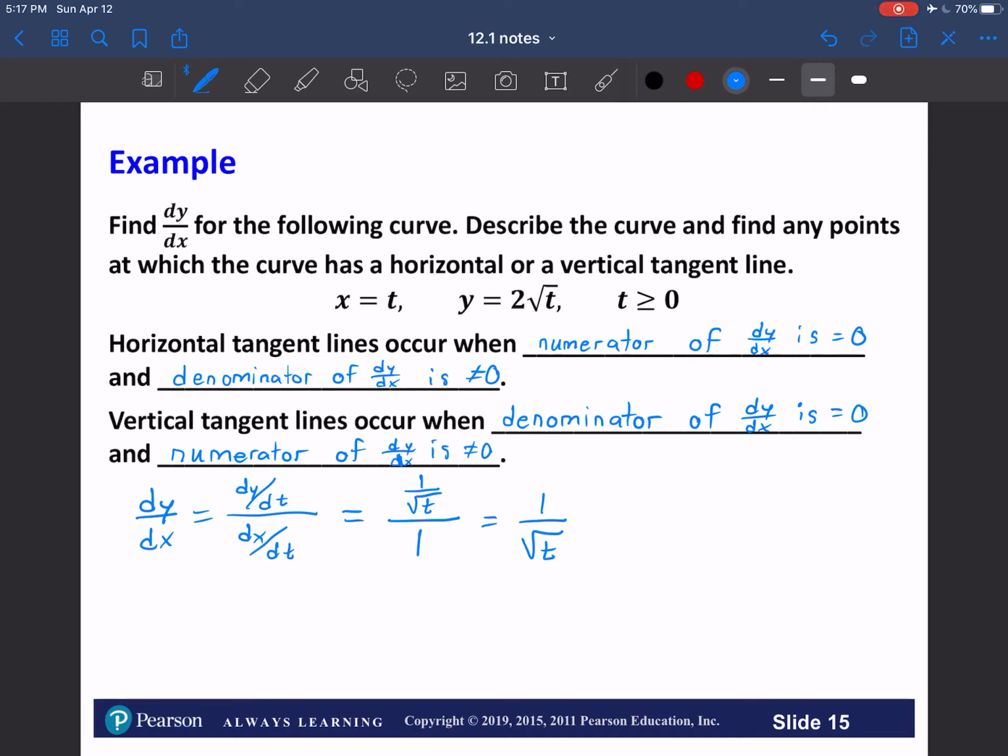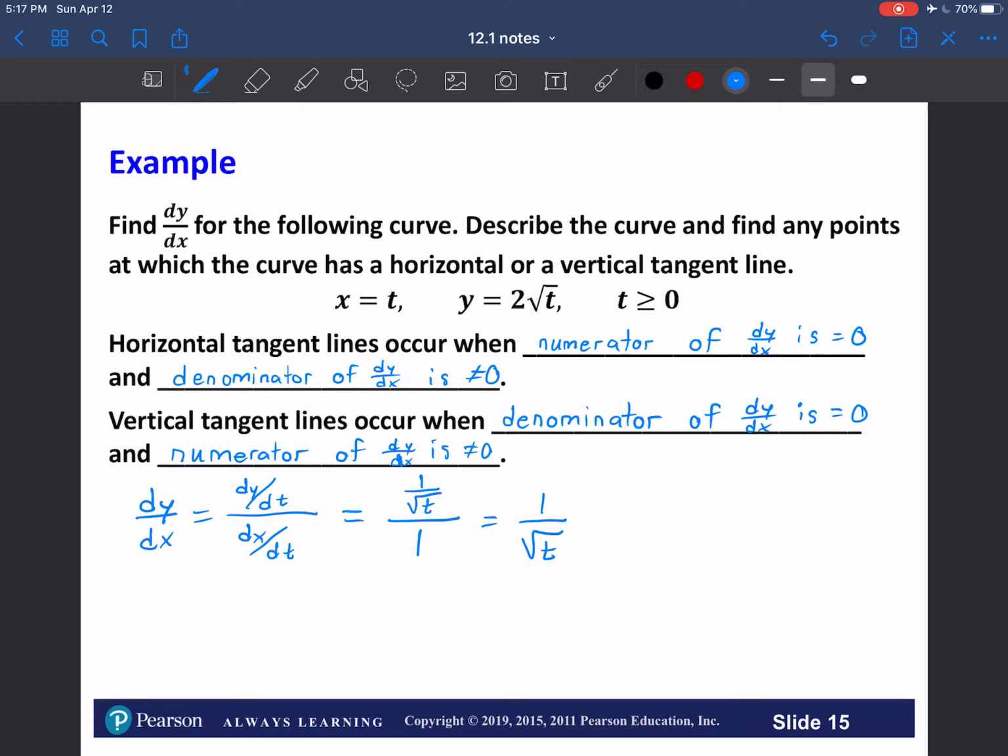One thing you will notice is that dy by dt and dx by dt, neither of those things are ever 0. This function cannot be 0 for any value of t, and this function is 1, which is obviously not 0. So it is definitely not the same thing to say that dy by dt equals 0. What we're really looking for is the fraction that is created after we have computed dy by dx.